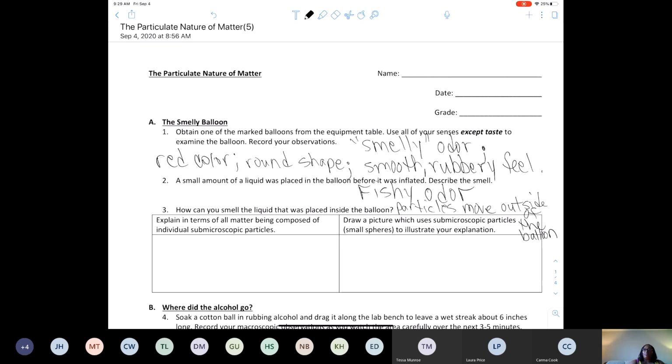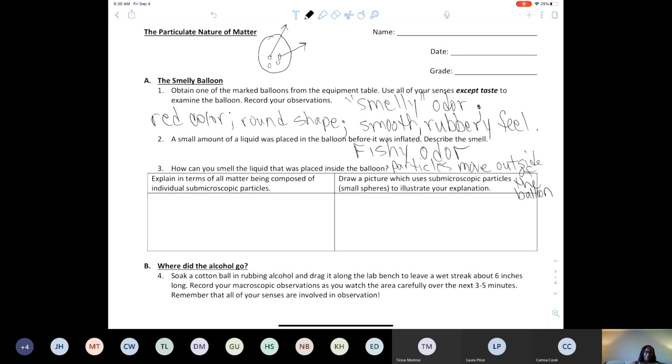And so let's talk a little bit more about this balloon. If this is our particles of the smelly liquid inside of the balloon, then what Tessa is saying is that this is happening, that those particles, or some of them at least, are moving outside of the balloon. So in our picture that we will use to illustrate these microscopic particles moving outside of the balloon, you would draw something like this.